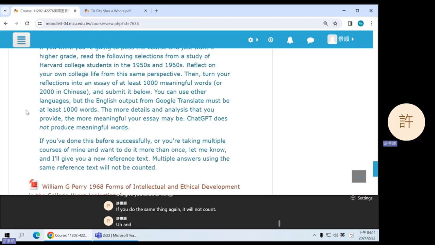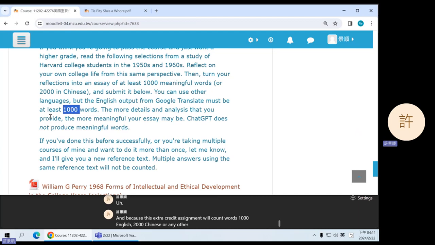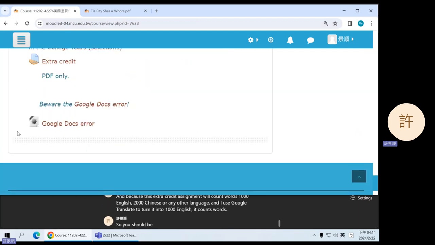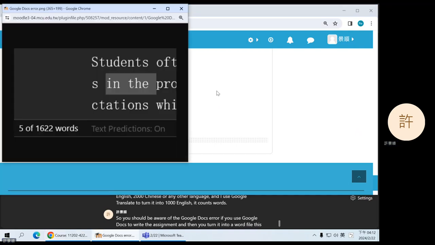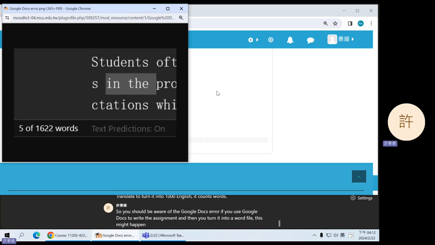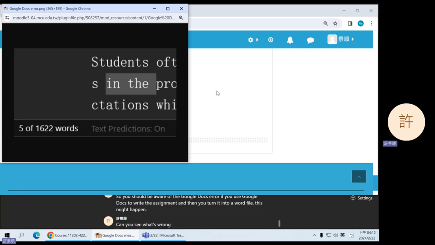And because this extra credit assignment will count words, 1,000 English, 2,000 Chinese, or any other language, and I use Google Translate to turn it into 1,000 English, it counts words, so you should be aware of the Google Docs error. If you use Google Docs to write the assignment, and then you turn it into a Word file, this might happen. Can you see what's wrong? What the error is?